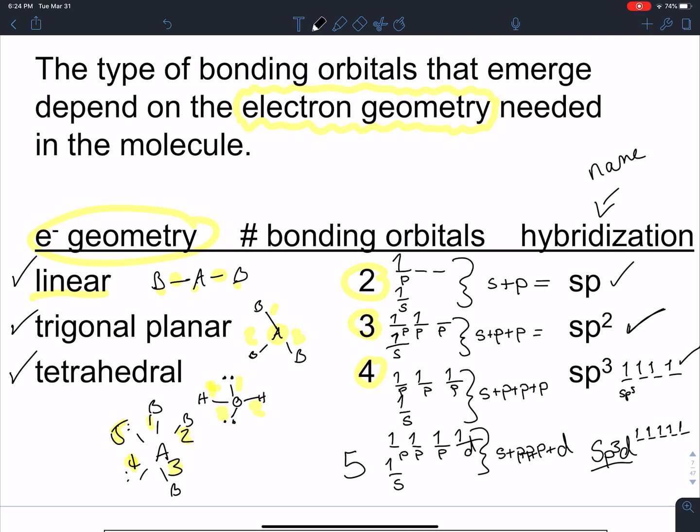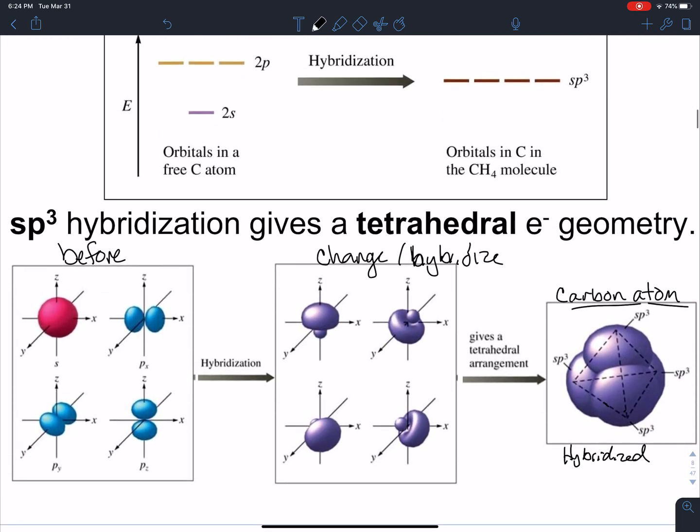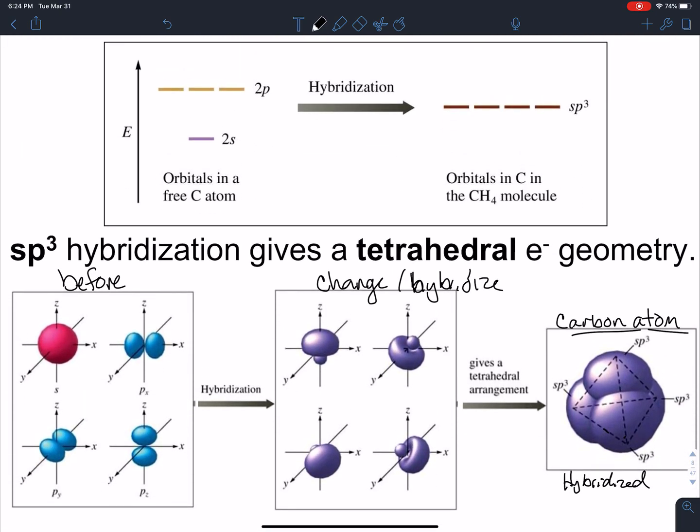And what's the typical number of regions around a central atom? 4, right? Generally it's 4 because of the octet rule. So most atoms have 4 other atoms around them. So the most common hybrid orbital is going to be the sp3 because the most common electron geometry is probably tetrahedral, right? And so that's why CH4 is the classic textbook example. Let's look at how it actually works out for CH4.